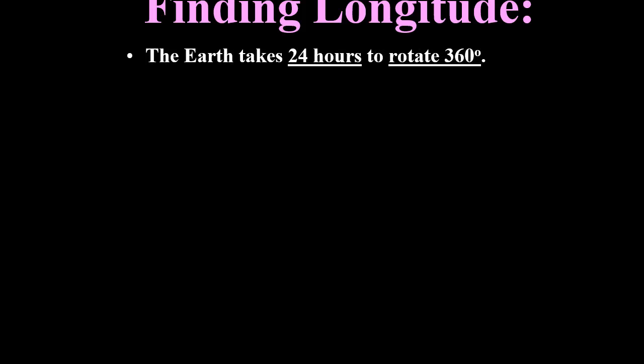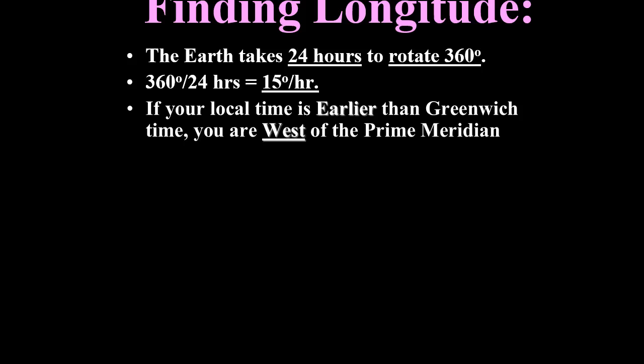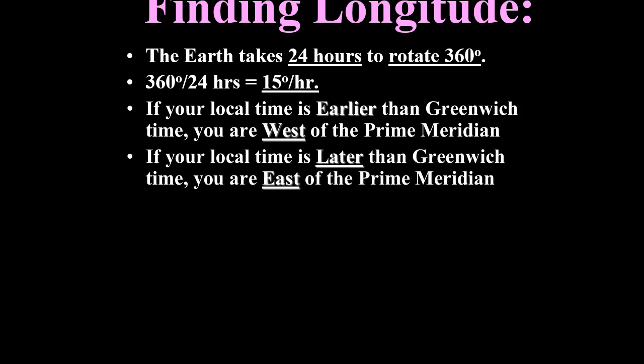Because the Earth takes 24 hours to rotate 360 degrees, we would divide 360 degrees by 24 hours, which gives us 15 degrees per hour. If your local time is earlier than Greenwich, then you are west of the prime meridian. If your local time is later than Greenwich time, then you are east of the prime meridian.